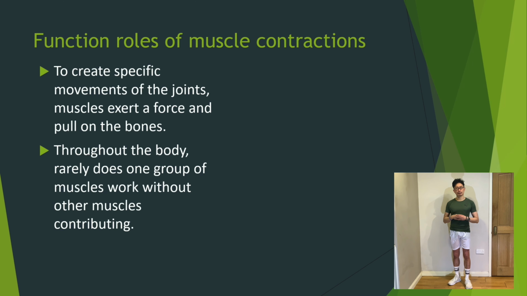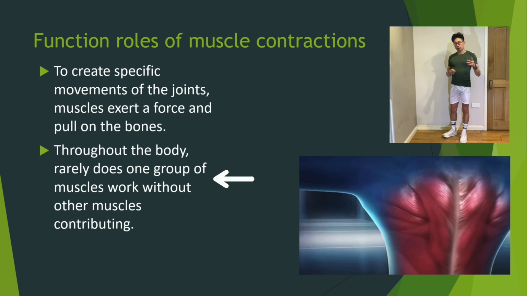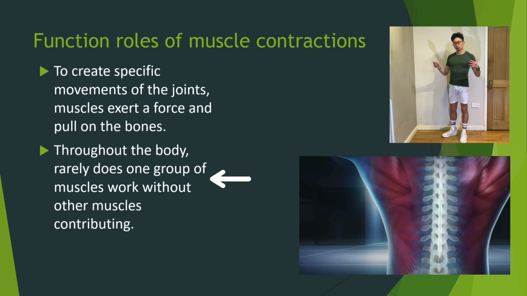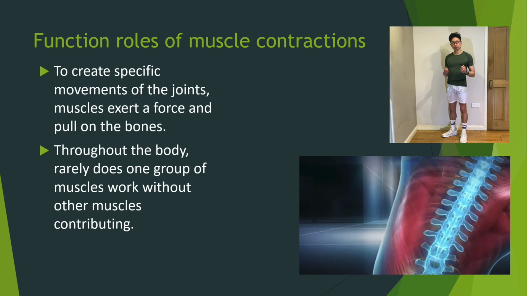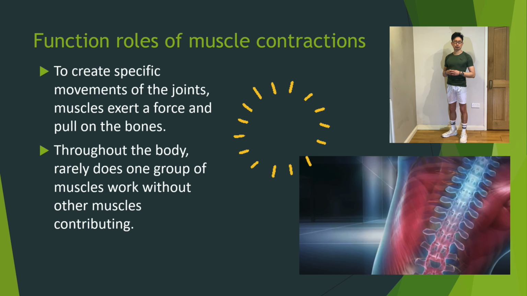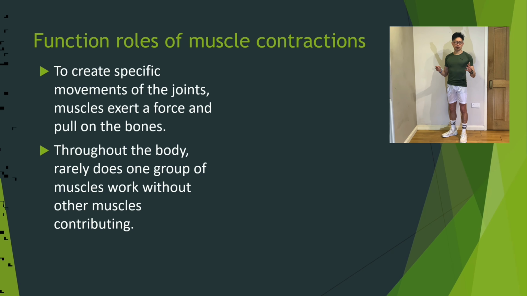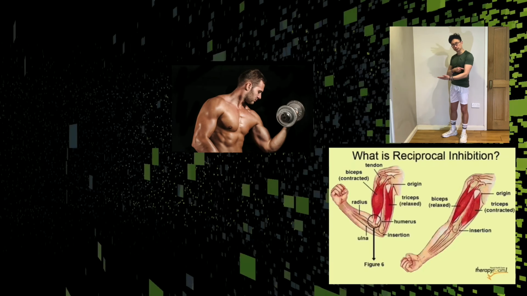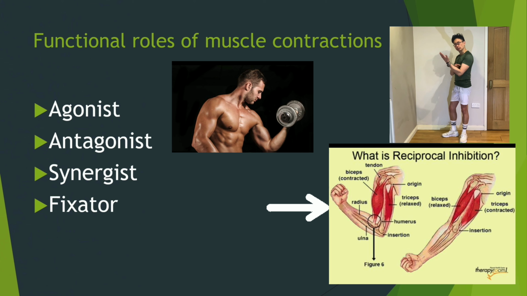Now let's have a look at the four functional roles of muscle contractions. Throughout the body, rarely does one group of muscles work without other muscles contributing, because movement occurs through a coordinated contraction of a number of muscles around the joint. Let's take a look at the example of a bicep curl. When your bicep contracts, your arm flexes.